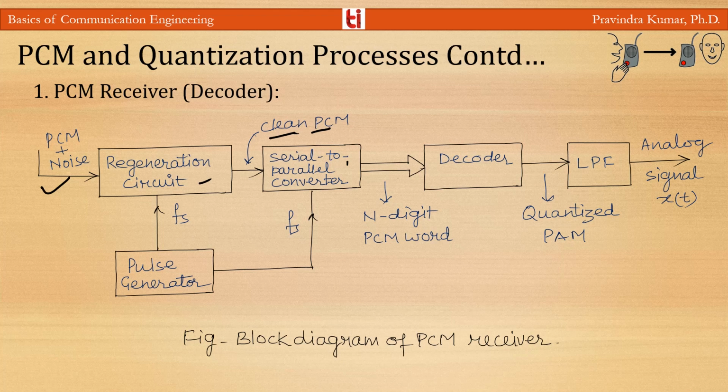is then passed through a serial to parallel converter and then applied to a decoder. Then the decoder output is a sequence of quantized multi-level pulses. Then it is passed through a low-pass filter to recover the analog signal x(t). The low-pass filter is known as the reconstruction filter, and its cutoff frequency is equal to the frequency of the message signal, or bandwidth of the message signal fm.